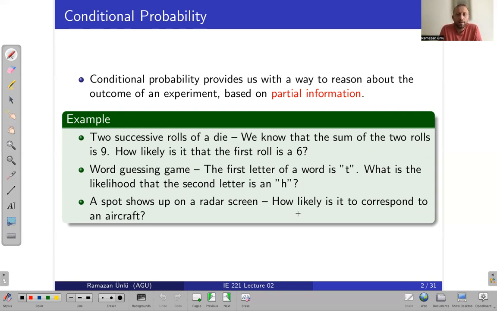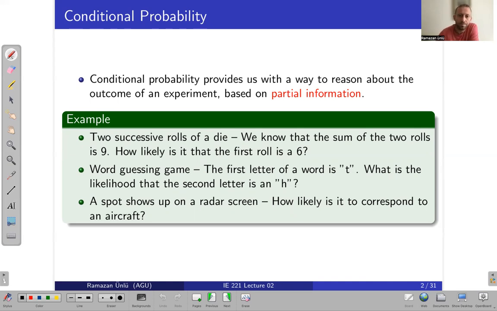Let's say we have a die, and two successive rolls of the die is an example of conditional probability, such that we know that the sum of the two rolls is 9. And if you are given that the first roll is 6, then instead of looking at 36 different pairs of the dice, you will only consider some of them. Let me show that.